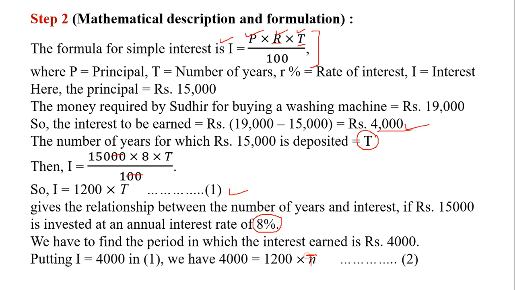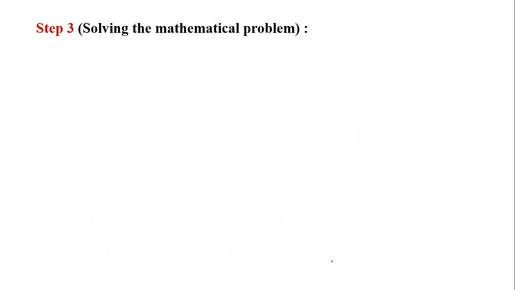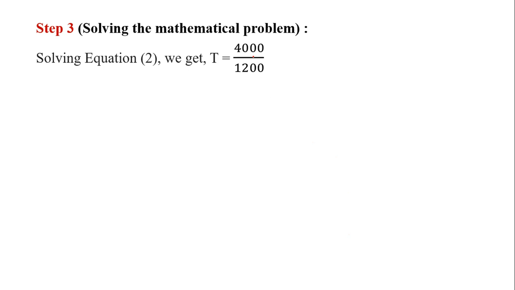This is equation 2. So now we have formulated the relation, the mathematical expression for finding the value of T. Now we are going to solve the mathematical problem. That is step number 3. So solving equation 2, we get T is equals to 4,000 upon 1,200. So if we simplify, we'll get T is equals to 3 1 by 3, a mixed fraction.